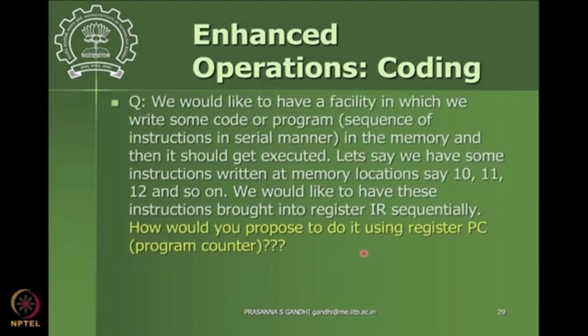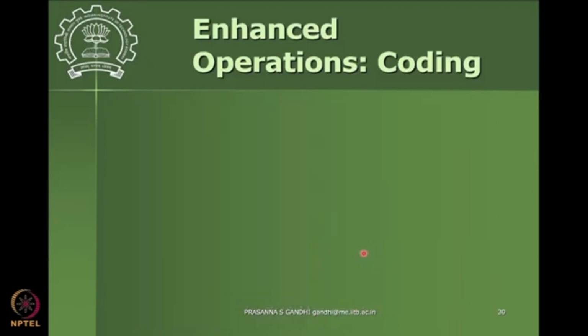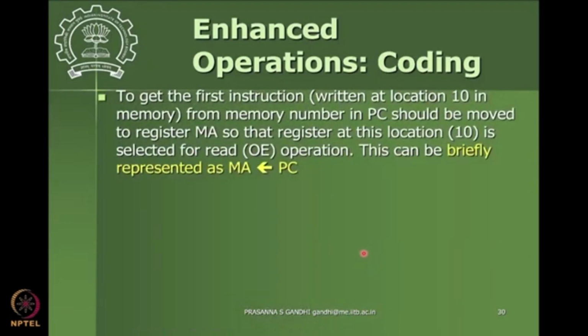So now we will create this kind of brief notation for the instruction. PC to MA. What it means is that the contents of this register PC are transferred to MA. For that, a lot of operations are to be done.